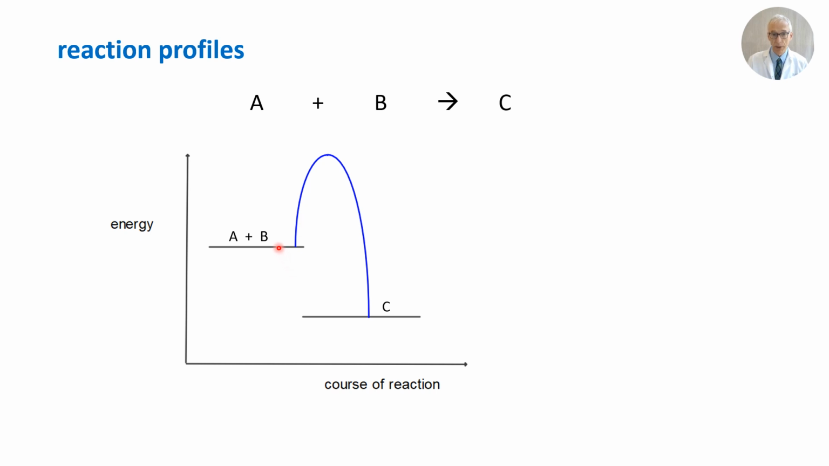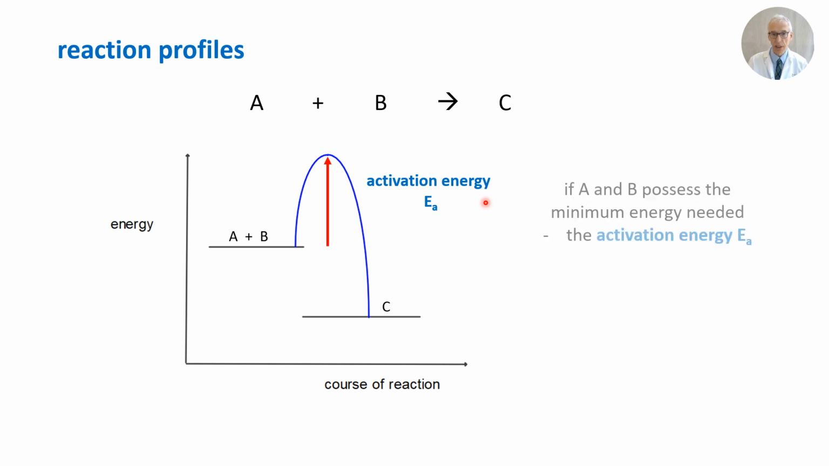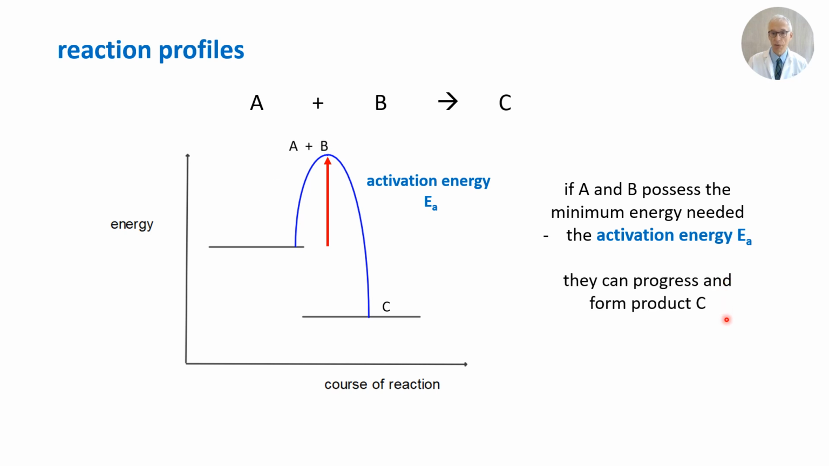To go from A and B, the reactants, to the products, there is an energy barrier between the two. The height of that energy barrier, the difference between the initial energy of the reactants and the top of the reaction profile curve, is the activation energy. That is the minimum amount of energy required for a collision to be successful. If A and B possess the minimum energy, the activation energy, they can progress and form product C.